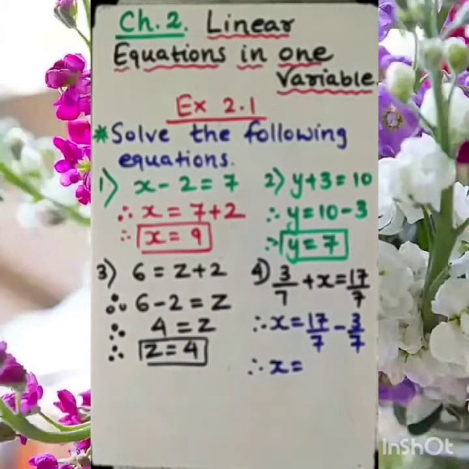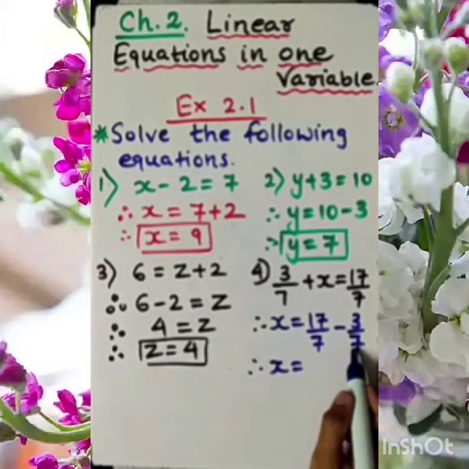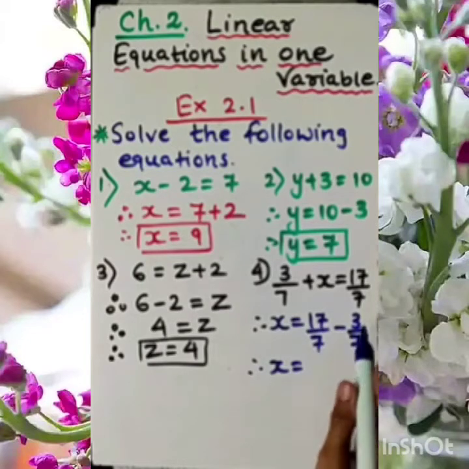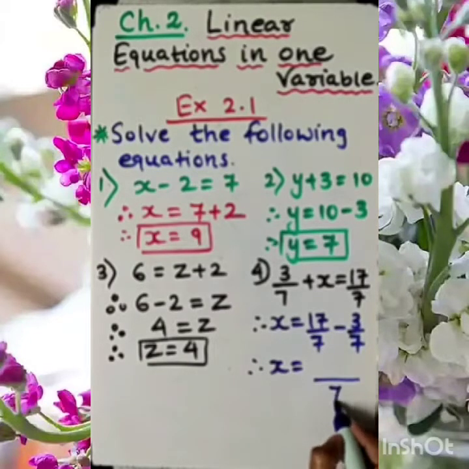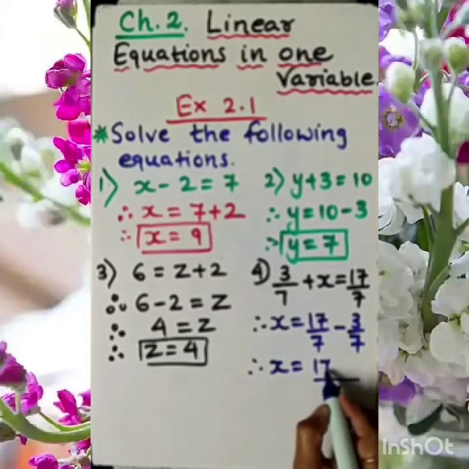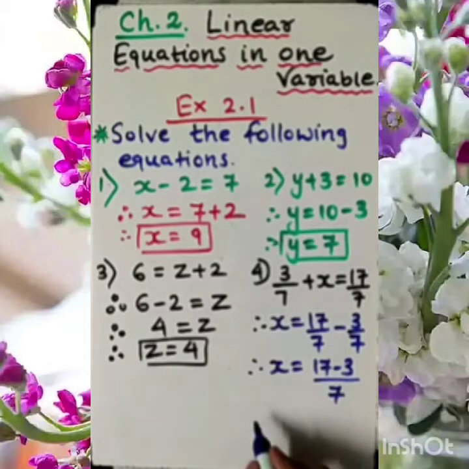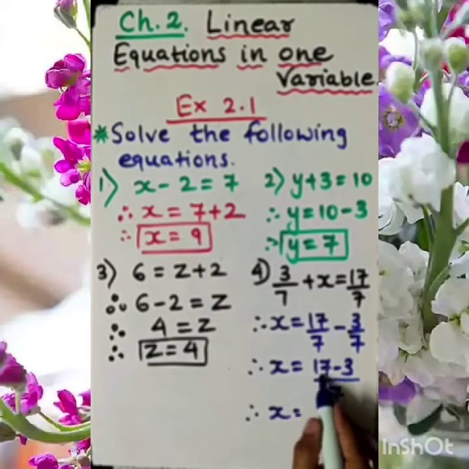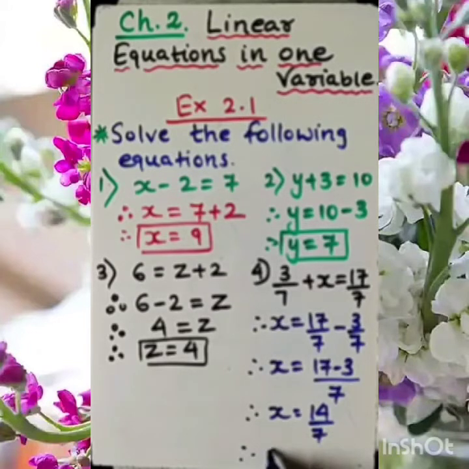Now you can see, first you confirm: are they like fractions? Yes, they are like fractions. So only one time we need to write 7 here. In the numerator, 17 minus 3. We know very well 17 minus 3 is 14. And 14 divided by 7 gives the result 2. So the value of x equal to 2. 7 twos are 14. So the answer is x equal to 2.